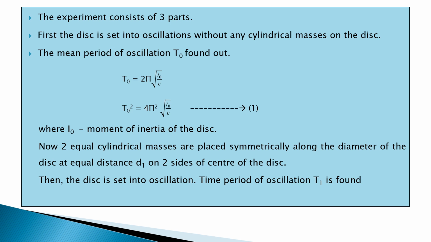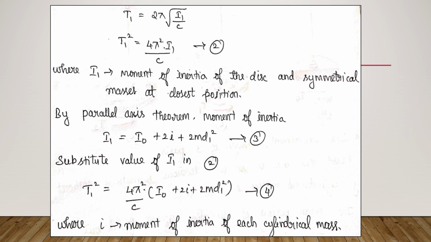Okay. So now the second part is going to be performed. The 2 equal cylindrical masses are placed symmetrically above the disc along the diameter of the disc at a distance d1. Okay. Now the disc is set into oscillation. Time period of oscillation T1 is determined. T1 is equal to 2 pi root of I1 by C. So the formula is the same, 2 pi root of I by C, but instead of I0 we have written I1. Here I1 is the moment of inertia of the disc and symmetrical masses at the closest position between them.